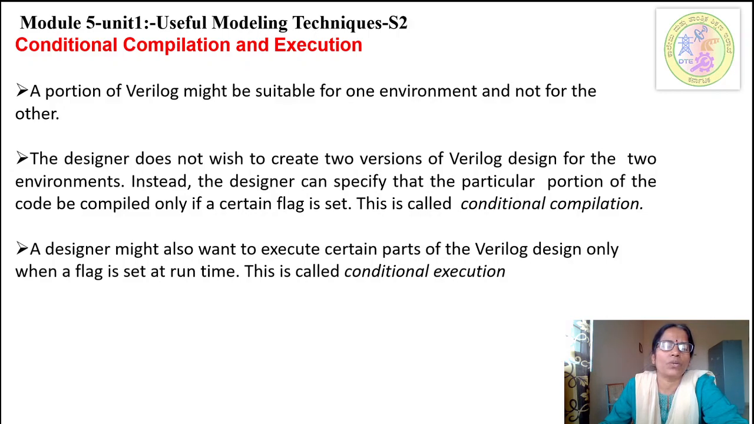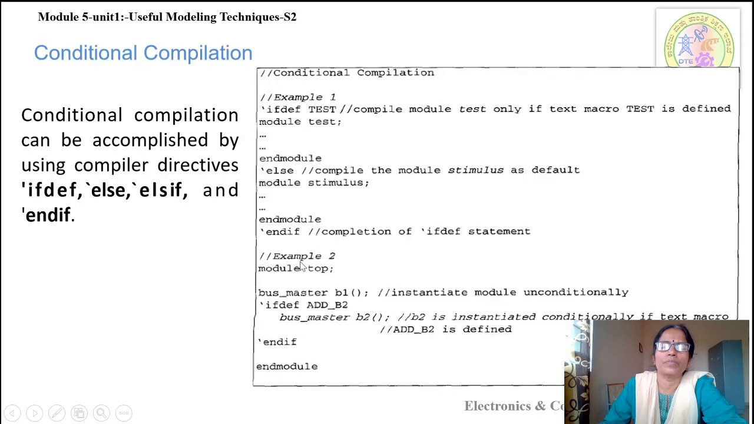A designer might also want to execute certain parts of the Verilog design only when a flag is set at runtime. This is called conditional execution. Whereas in conditional compilation, the designer specifies that a particular portion of the code is compiled if a certain flag is set. In conditional execution, the designer executes certain parts of the design only when the flag is set at runtime.